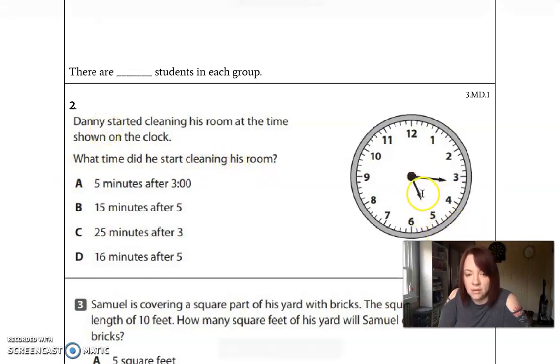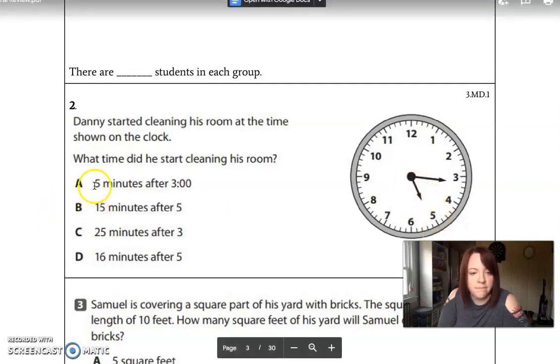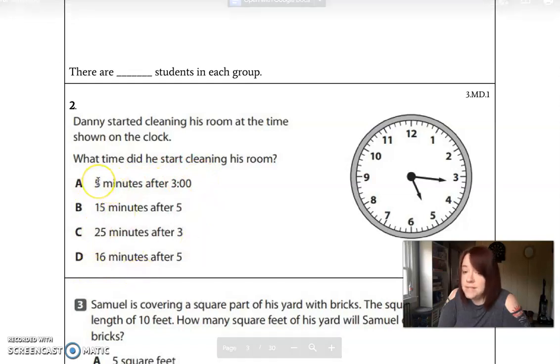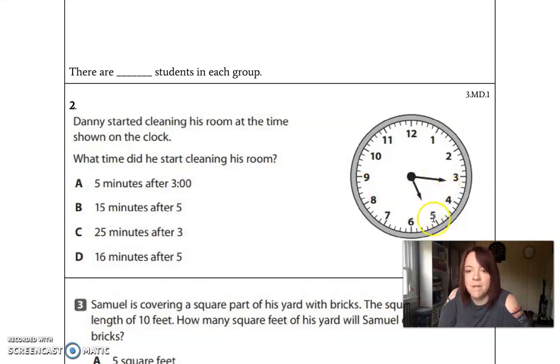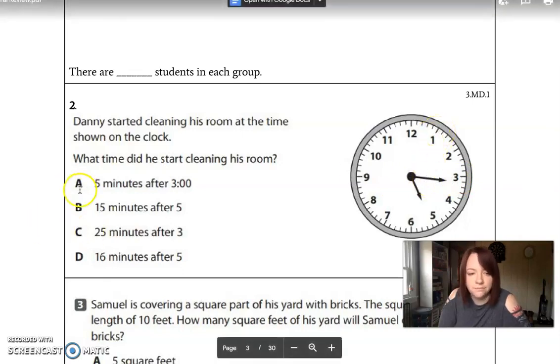So let's look. Our hour hand, we know, is on the 5. Does it say 5 something anywhere? It says 5 minutes after 3. We know the hour hand is not on the 3. That's the minute hand. So is it 5? So is it 3:05? No. So A is not correct. So let's cross out A.